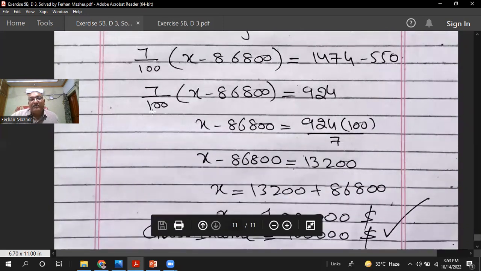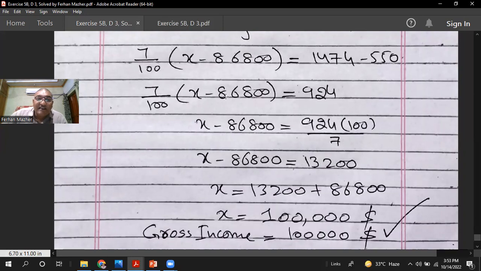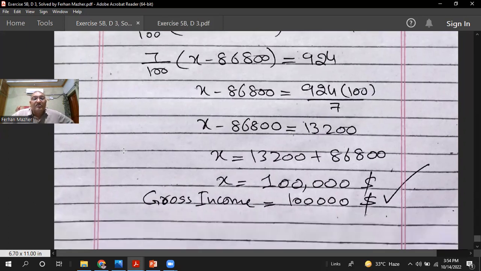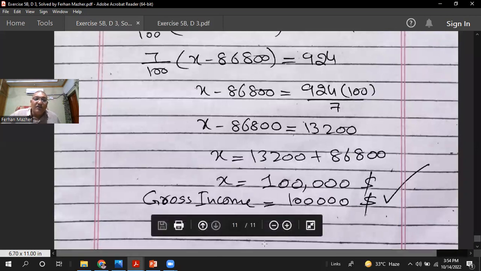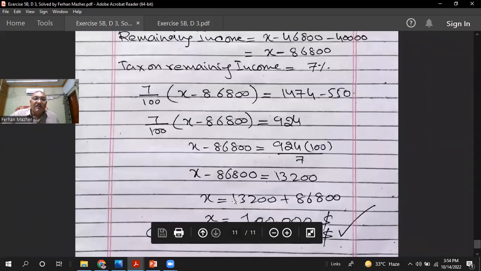So 7 by 100 into X minus 86,800 equals $924. So X minus 86,800 equals 924 into 100 divided by 7. So X minus 86,800 equals 13,200. Take this 86,800 to the other side, it will add. So X will be equal to 13,200 plus 86,800, that is equal to 100,000. So the gross income is $100,000. So my dear student, this is how this is done.